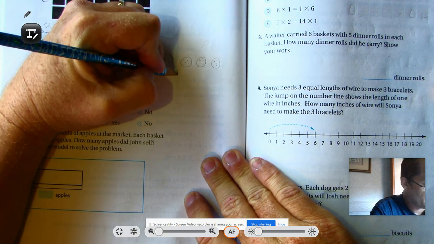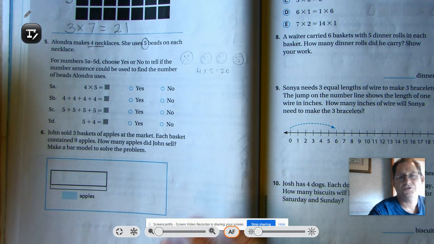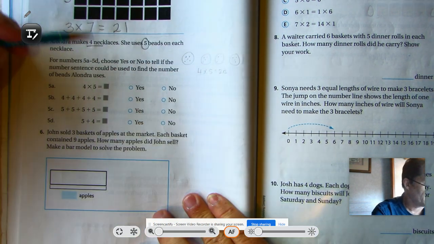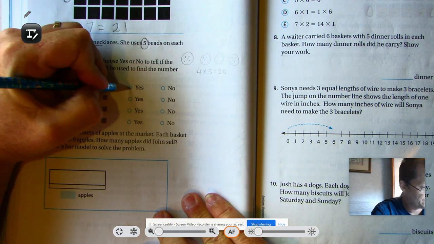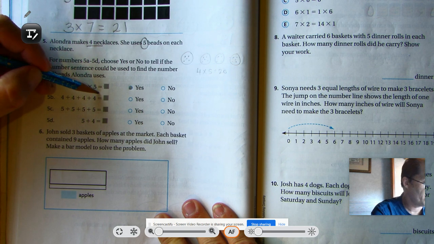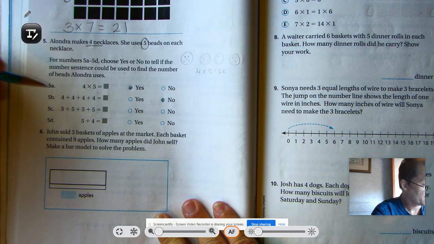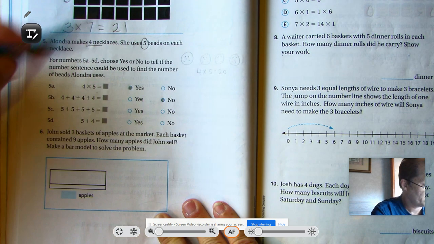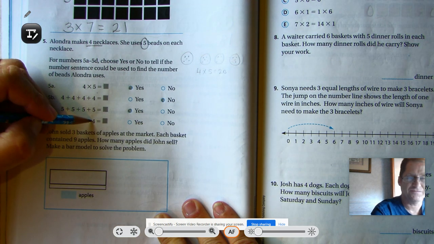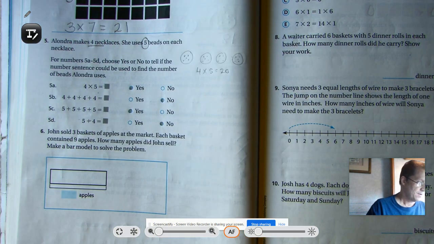Okay, so I see that I have 4 groups of 5, 5, 10, 15, 20. All right, so whatever answers I choose, it has to be equal to 20. If it doesn't equal 20, there's no way I can use that. So 4 times 5. Well, yeah, that's what we just showed. Okay. 1, 2, 3, 4 fours is 16. So no, that's not going to work. 4 fives, 5, 10, 15, 20. Yes, that works. 5 plus 4. 5 plus 4 is 9. That doesn't work.